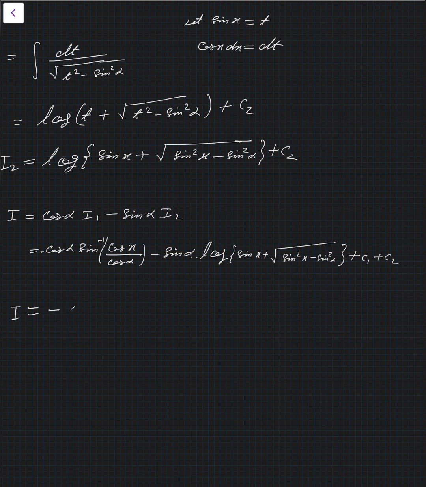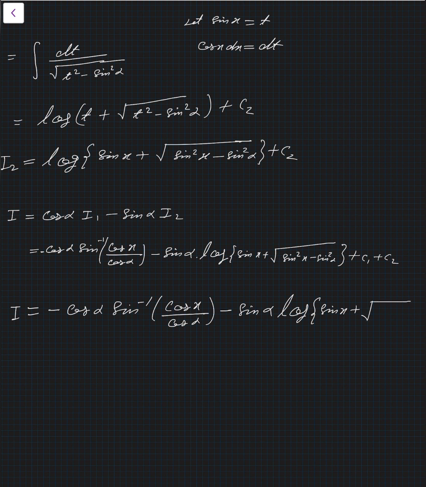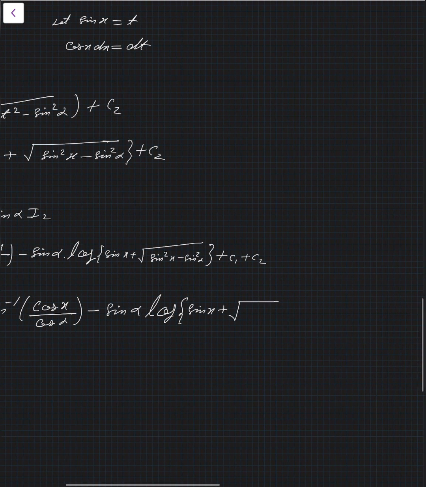I is equal to cos alpha into sin inverse cos x upon cos alpha minus sin alpha log of sin x plus under root, plus a new constant c.